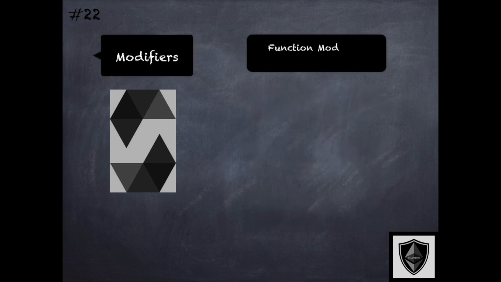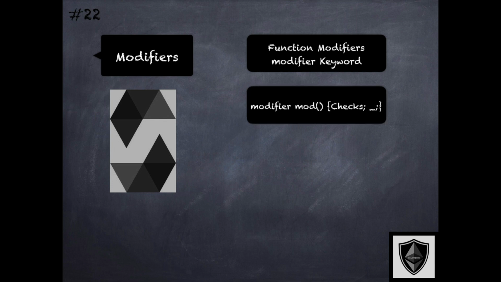Modifiers. Function modifiers are something unique and specific to Solidity. They are declared using the modifier keyword, and the format is something like this. You have the modifier keyword followed by the name, and then you have a set of statements very similar to a function, where you have some logic encapsulated within that modifier. And you also have an underscore.